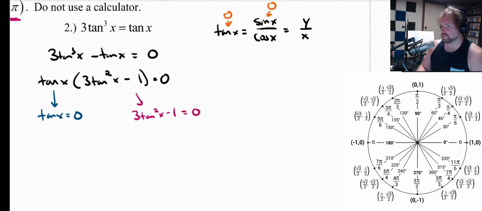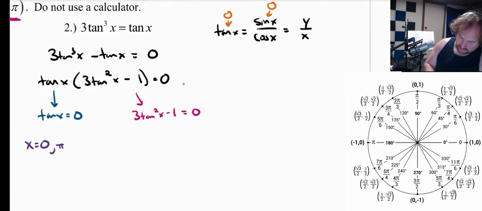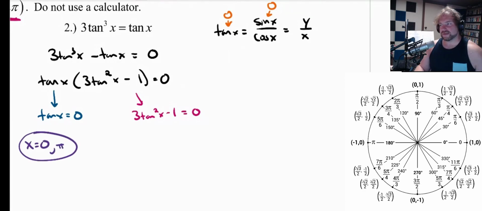And so we're going to have pretty much the same answer to that part of the question we had in the last one. It's going to happen at 0 and pi. Tangent is 0 when x is 0 or pi. There is the first part of our answer. The second part is going to be a little trickier to answer than we thought before. So let's at least do the math here.